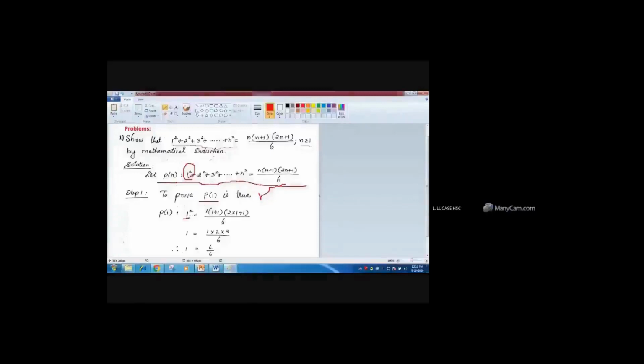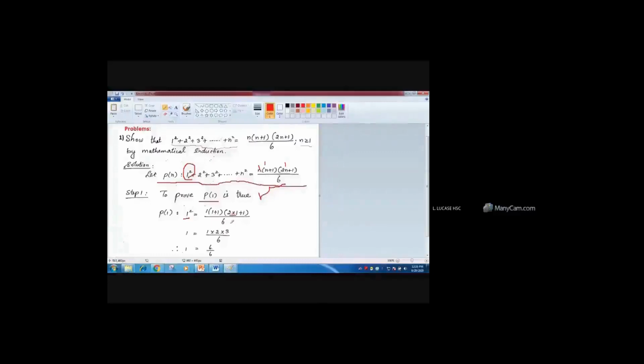And my dear students, here we are taking n is equal to 1. Therefore just the starting term is 1 and the ending term is also 1. So 1 square is equal to, here substitute 1 in place of n. Let us see what we get when we substitute. 1 into 1 plus 1 plus 2 into 1, 2 into 1 plus 1 by 6. So let us simplify it.